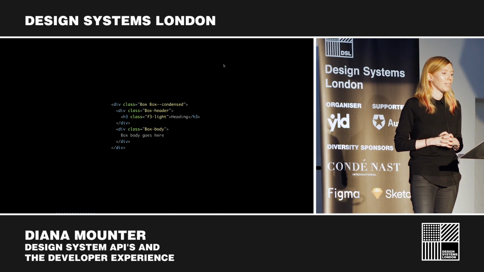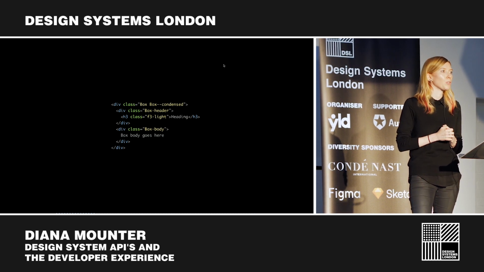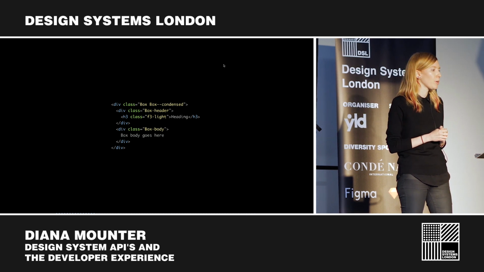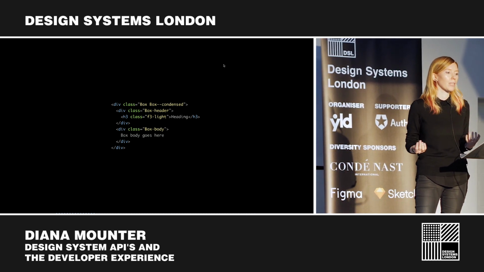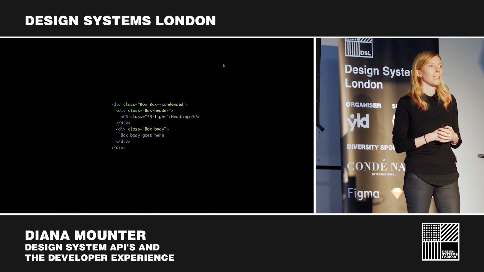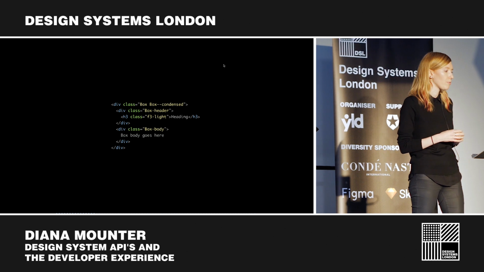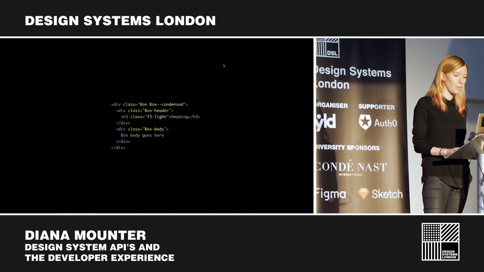And so you can look at this. Once you've learned this, you can see that, oh, boxes is part of a component. And then we also have utilities. So something like F3 Lite is one of our single-purpose utility classes or atomic classes, functional CSS, lots of different names for the same thing.